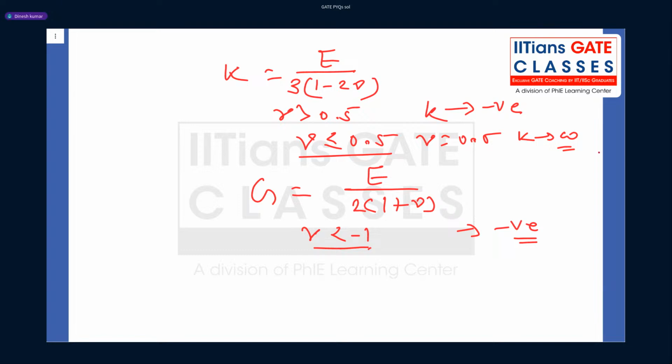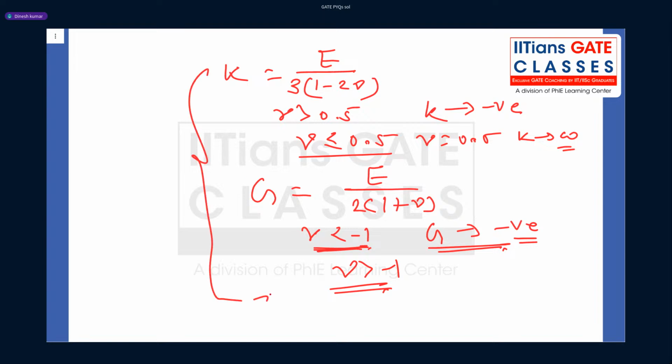Now guys, when nu is lesser than -1, your G is negative. G can't be negative, so nu should always be greater than -1. So these are the values for nu. So nu should be greater than -1 and less than or equal to 0.5. Okay, clear?